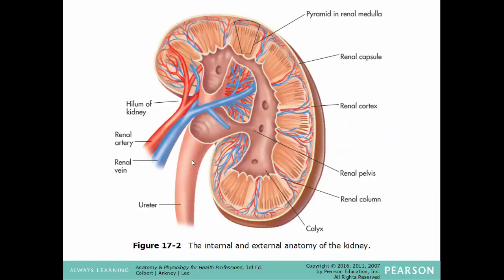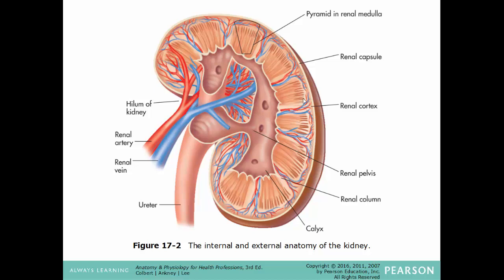Alright, so here's an illustration of both the external and internal anatomy of the kidney. Of course, the capsule here is the outermost wrapping around the connective tissue. The hilum is the indented area here, where major vessels enter the structure, and in this case you also have the ureter, which is here. This will lead on to the bladder. There's the renal artery and renal vein. You have the cortex, which is the outermost part. The middle part is the renal medulla. And the innermost part would be the renal pelvis.